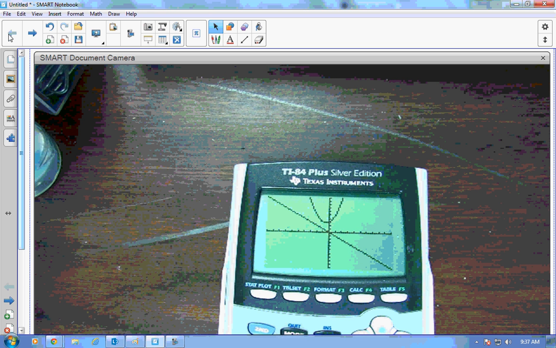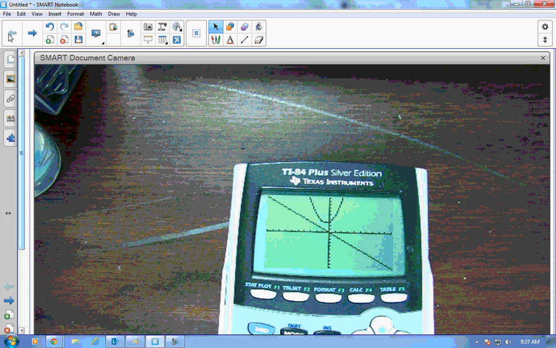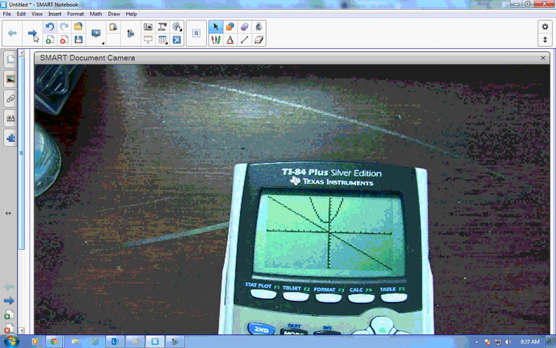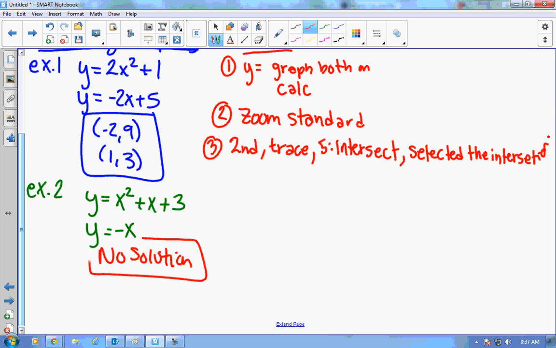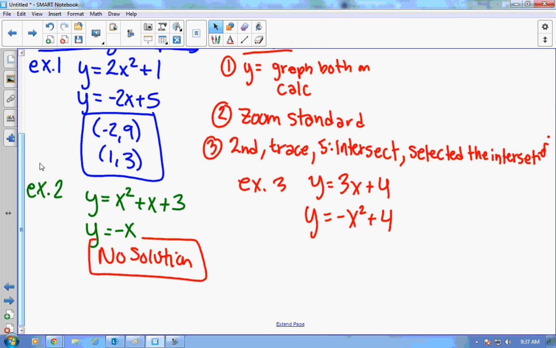So that's an example of no solution. Let me give you maybe one more. On your notes, this one we put no solution since they didn't ever intersect. Example 3: do y equals 3x plus 4 and y equals negative x squared plus 4. Let's practice using that trace feature.